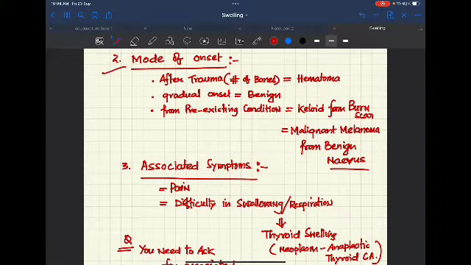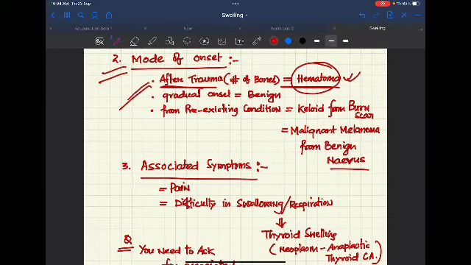And number two, mode of onset, how it often occurs. Like it may occur after trauma, so it will be a traumatic condition like hematoma. If you have a trauma like RTA or any kind of road traffic accident, so you have a knee injury and there will be hematoma. So if there is swelling, we have to take the history of the trauma, right? If it is gradual onset, that means benign.